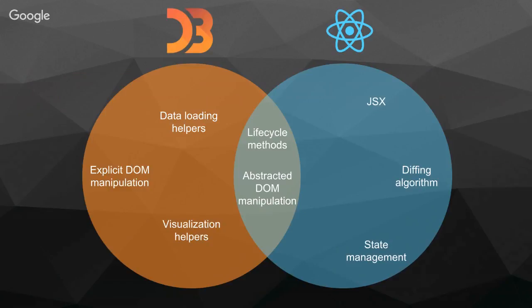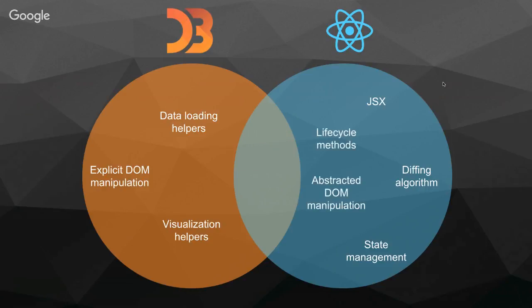Cool. So this was the same Venn diagram that I showed before, but I just wanted to be explicit. Where D3 and React can both have the abstracted DOM manipulation and the lifecycle methods, we're going to be leaning on React to do both of these. Also, we're not going to be doing any explicit DOM manipulation. So really, D3 is going to be used for its visualization helpers. Also, if we wanted to load some data from, for example, a CSV file, we'd lean on D3 for that.